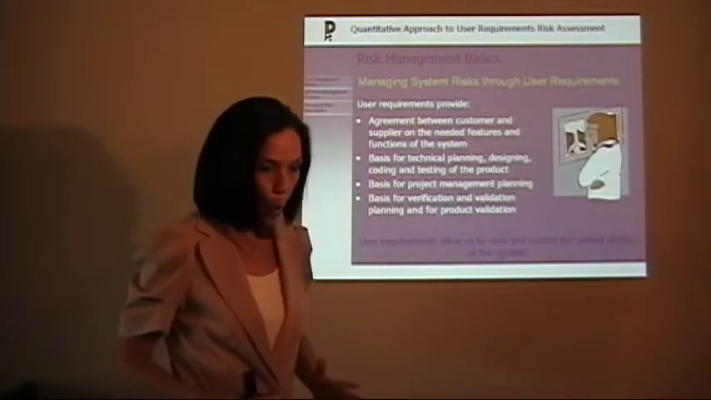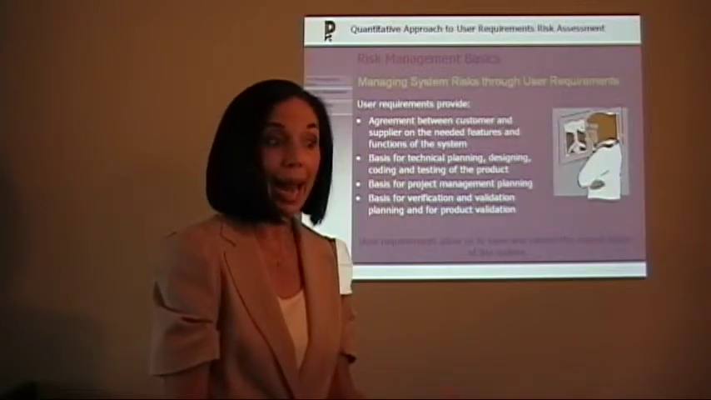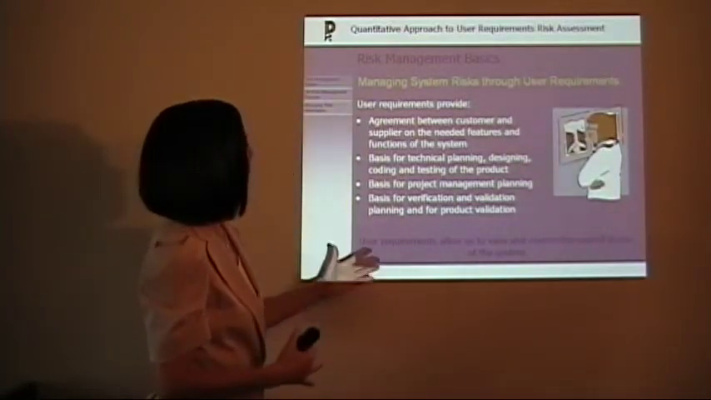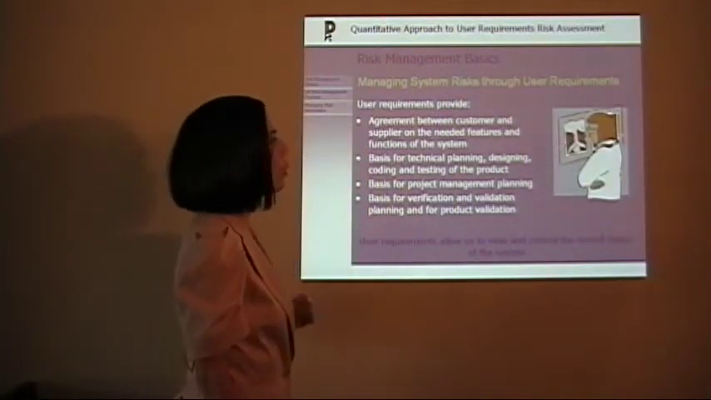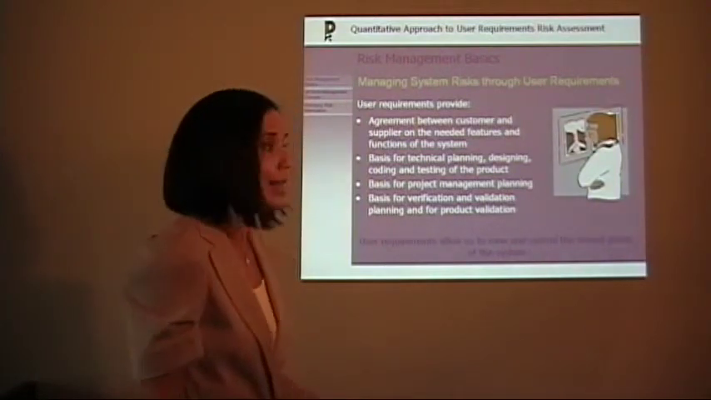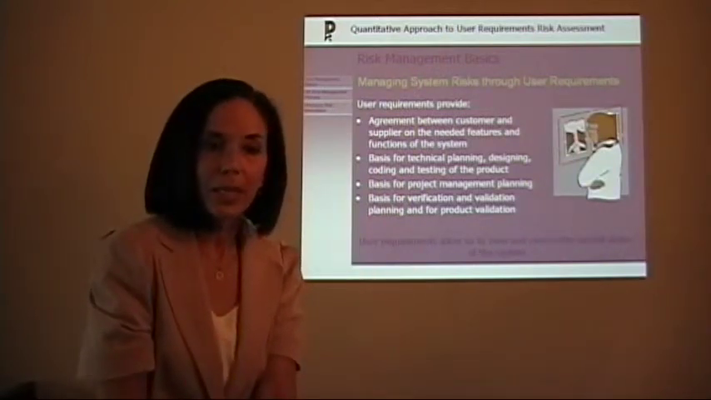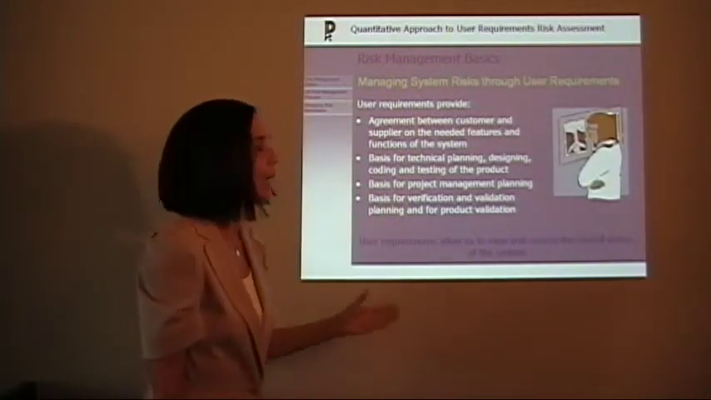I put more emphasis on those aspects that the users want that actually have more risk over those that do not. User requirements are the basis for technical planning, designing, coding, and testing of the product. That's what our team members do. They look at the requirements, and based on that, they develop a system. They are the basis for project management planning.